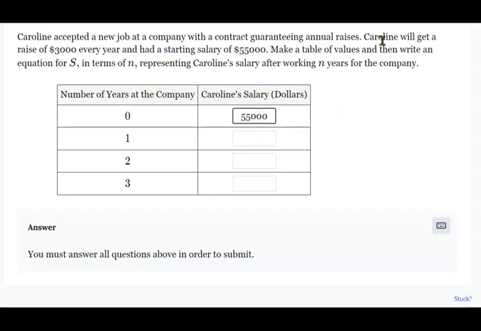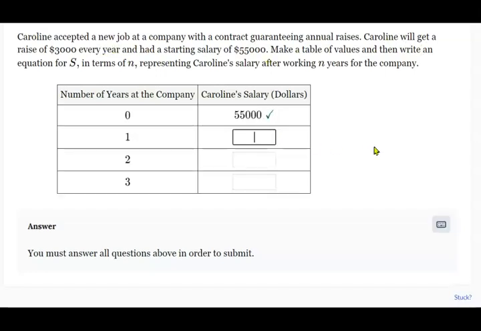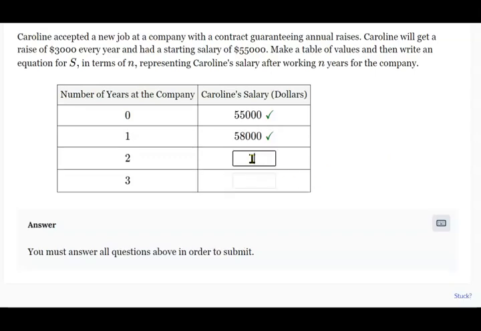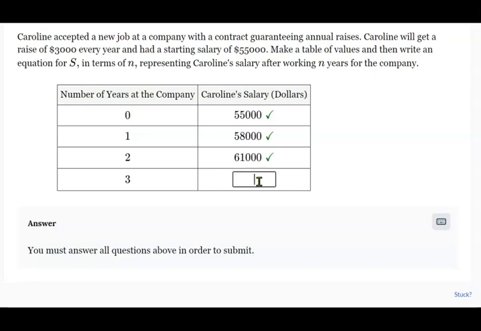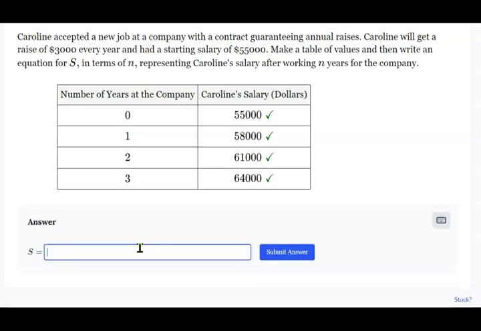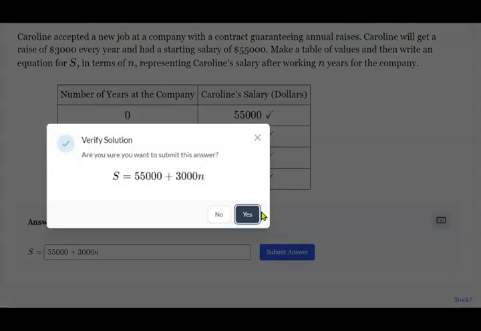So what happens every time she works for a year? She gets $3,000 more. So 55,000 plus 3 is 58,000. And then plus 3 is 61,000, sorry. And then plus 3 more thousand is 64,000. And now we can write our equation. So the salary she earns is $55,000 initially plus 3,000 per year. And they're calling that N, the number of years. Click Submit.